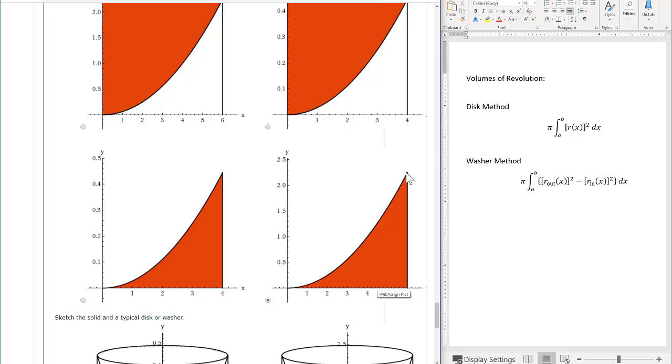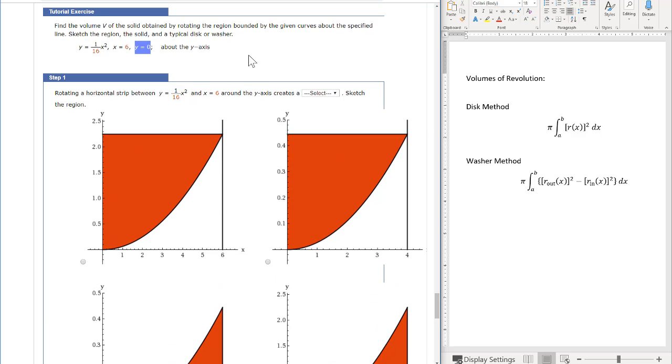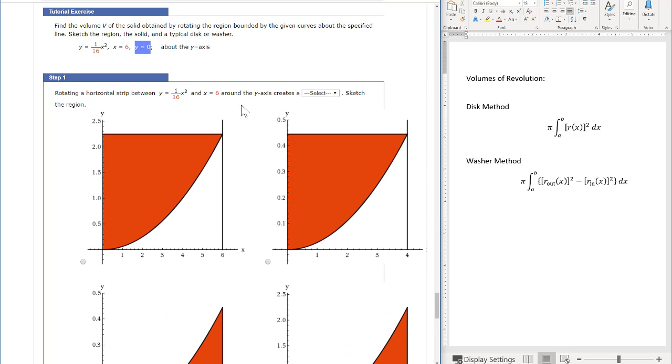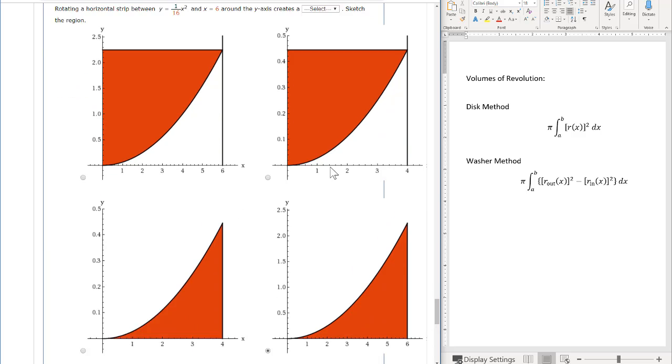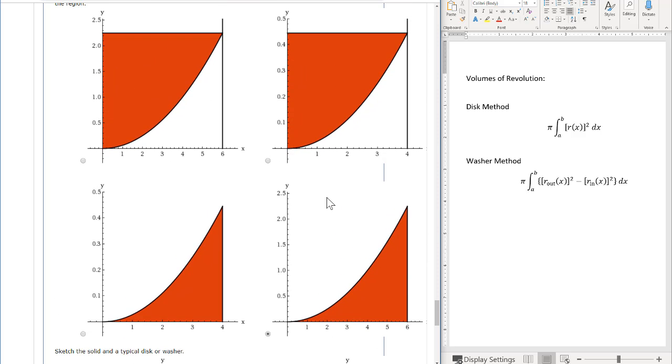We have the parabola, we have the x-axis, that's y is equal to 0, and we have x is equal to 6. This doesn't say anything about the left hand side, so it could possibly be that we have a mirror image. But when we rotate this about the y-axis, we'll see that other side come up anyways. So our region is not up against the axis of rotation.